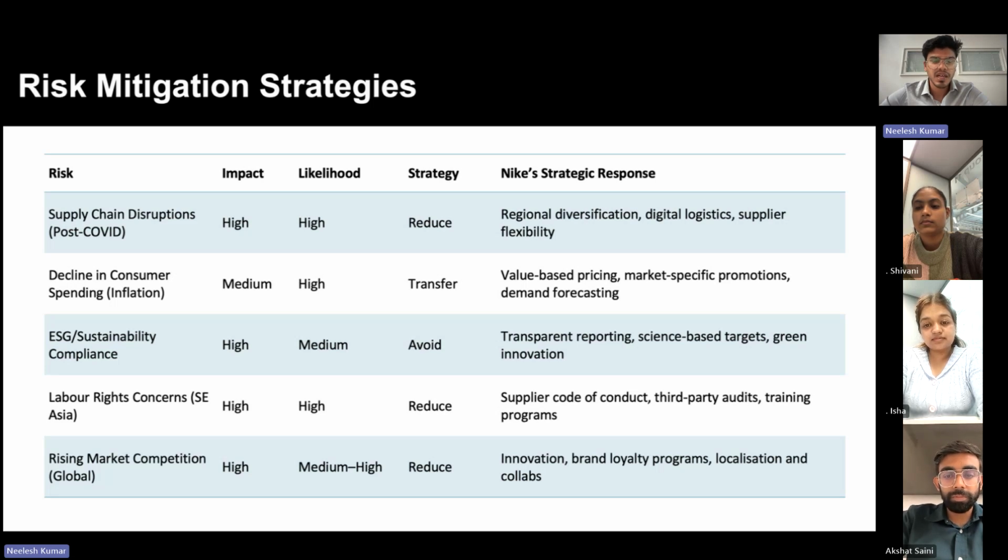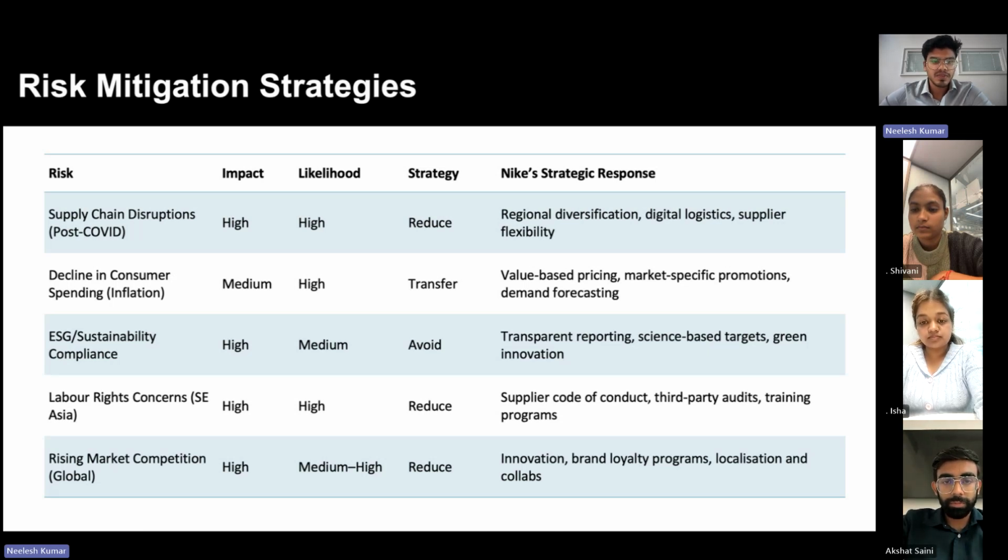In the case of declining consumer spending due to inflation, Nike chooses to transfer the risk, and it does this by offering market-specific pricing, running promotions, and using demand forecasting to stay responsive. For ESG and sustainability compliance, the impact is high, but likelihood is moderate. Here, Nike's goal is to avoid risk altogether, through transparent reporting, science-based targets, and ongoing investment in green innovation.